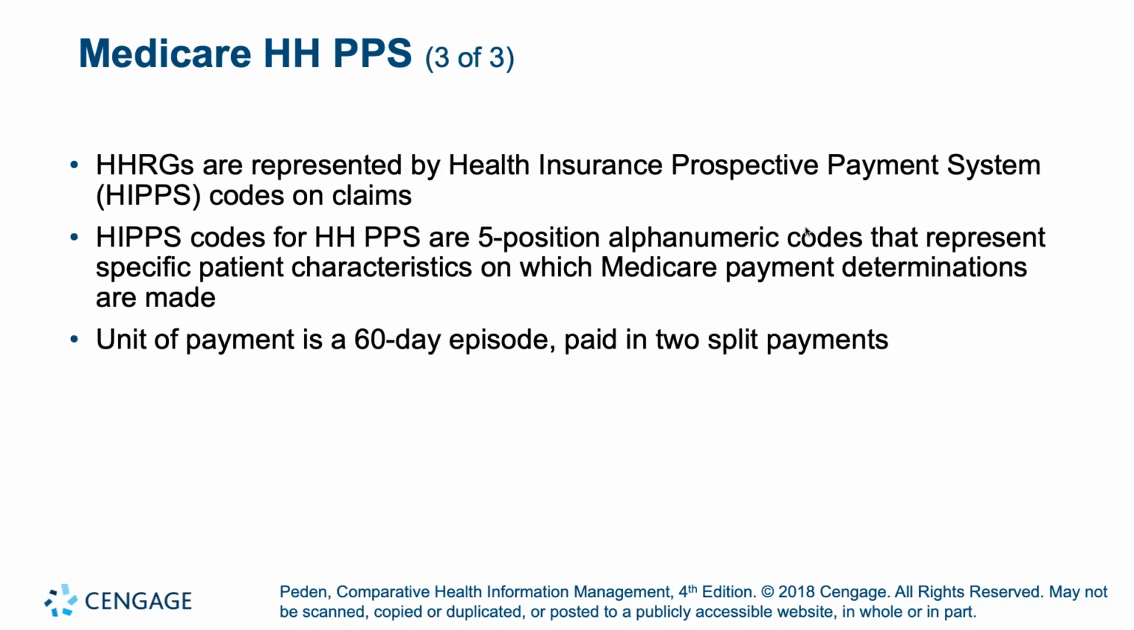Hint, hint, hint. All right, so again, they're represented by HIPPS codes on claims, and these codes are 5-position alphanumeric codes that represent specific patient characteristics on which Medicare payment determinations are made. I don't think I will make you use that for a quiz question, but please be aware of it. You need to know the information on this slide. So just make sure you do.